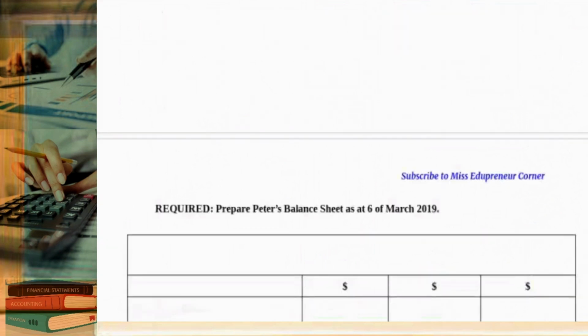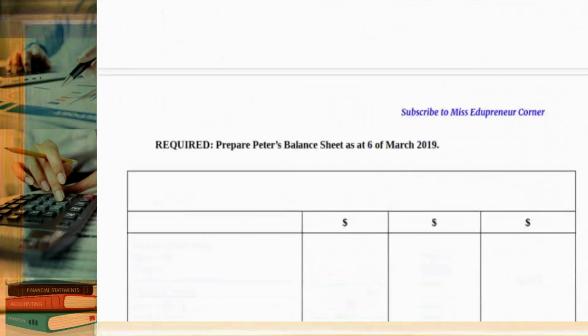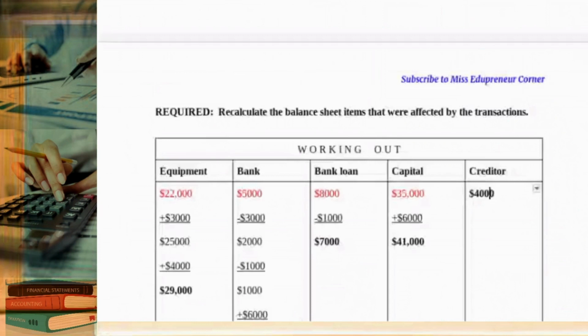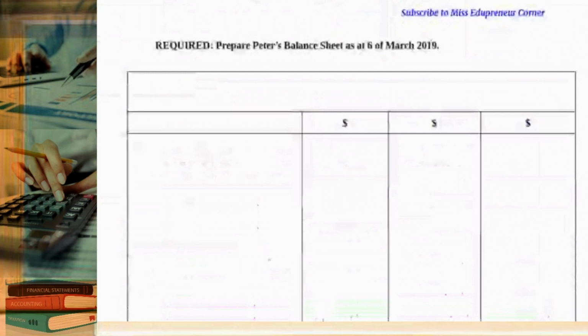So now we are going to prepare the new balance sheet as of 6th of March 2019. And this balance sheet will reflect the items that would have been affected as well as those that were not affected. So when preparing the balance sheet, the first thing that we're supposed to have is a title. And the title should answer the 3 questions. Whose balance sheet is it?